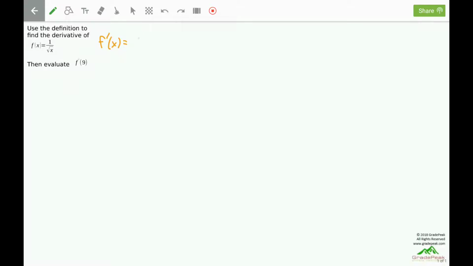f prime of x equals the limit as h goes to 0 of f of x plus h minus f of x all divided by h. The next thing to do is to formulate f of x plus h.